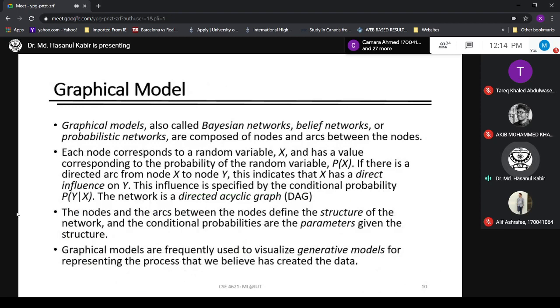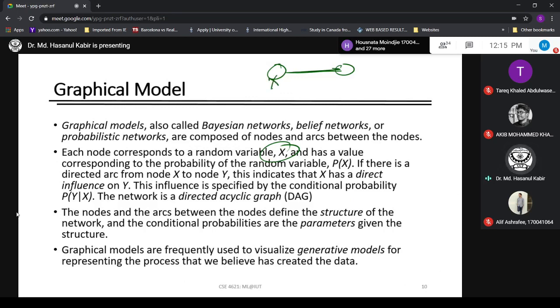I'm going to talk about a different kind of model. This is known as the graphical model, which is also known as the Bayesian network or belief network or probabilistic network. We try to represent the dependencies with the help of nodes and arcs. Normally in a graph, we see nodes and edges. What is represented by the node? The random variables, the variables that we have, are represented with the nodes.